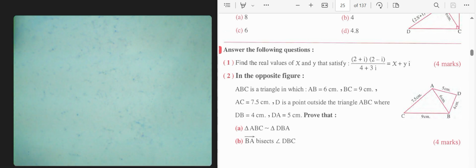Question number 2. In the opposite figure here, ABC is a triangle in which AB equals 6 cm, BC 9 cm, AC 7.5 cm. D is a point outside the triangle where PC is 4 cm, D is 5 cm. Prove that triangle ABC is similar to triangle DBA.